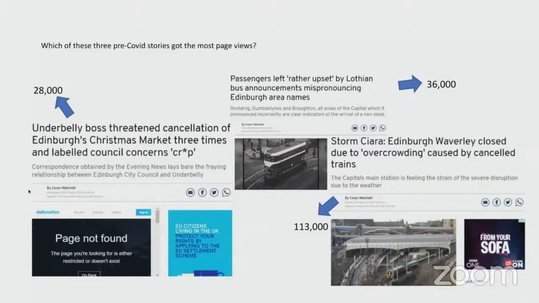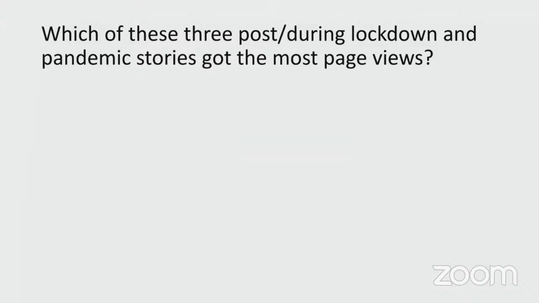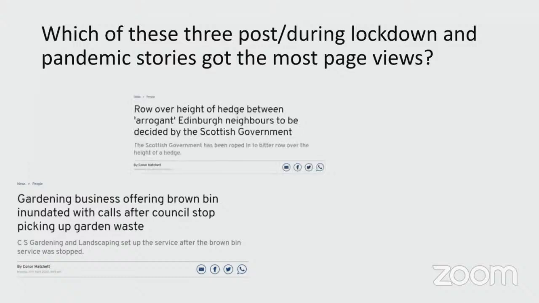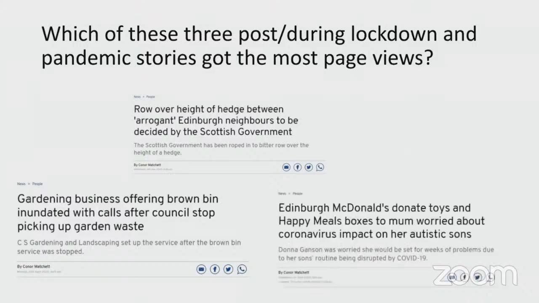But next one. So this is during the first 3 months of the pandemic. I think these are all stories that I wrote in either March, April or May. So: gardening business offering brown bin service inundated with calls after council stopped picking up garden waste. Row over height of hedge between arrogant Edinburgh neighbours to be discarded by the Scottish Government. Personally, my favourite story of early lockdown. And Edinburgh McDonald's donate toys and Happy Meals boxes to mum worried about coronavirus impact on her autistic sons. So these were all written in early April.